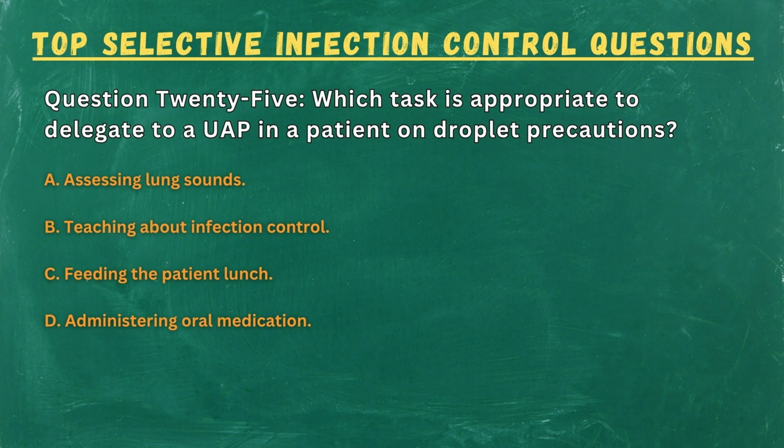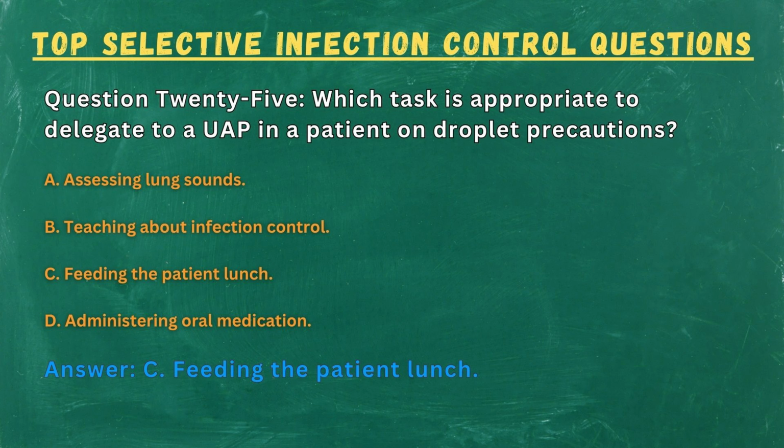Question 25. Which task is appropriate to delegate to a UAP in a patient on droplet precautions? A. Assessing lung sounds. B. Teaching about infection control. C. Feeding the patient lunch. D. Administering oral medication. Answer: C. Feeding the patient lunch.